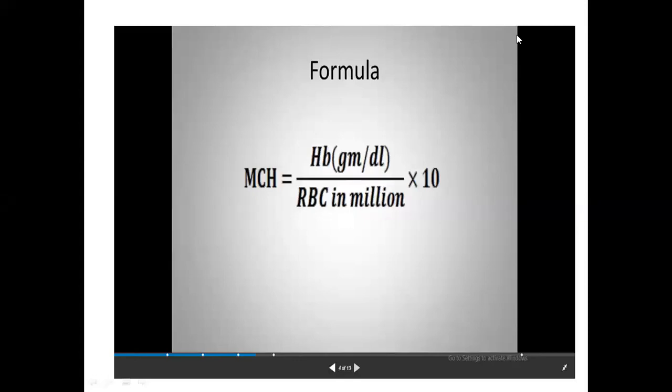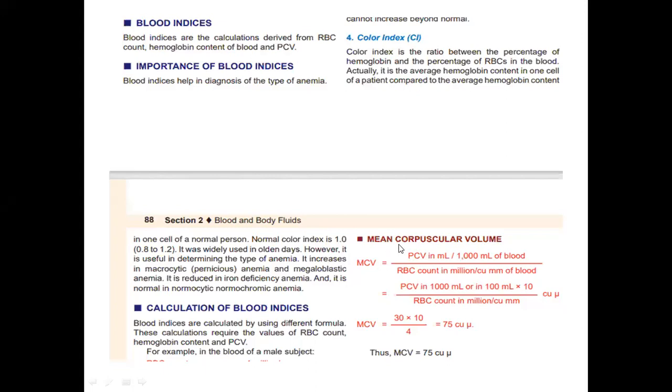Calculate the mean corpuscular hemoglobin. It is hemoglobin concentration times 10 divided by red blood cell count in millions. That is the formula to calculate the mean corpuscular hemoglobin. Now we're going to take an example. Here you see mean corpuscular volume. We are going to calculate mean corpuscular volume using this formula here.